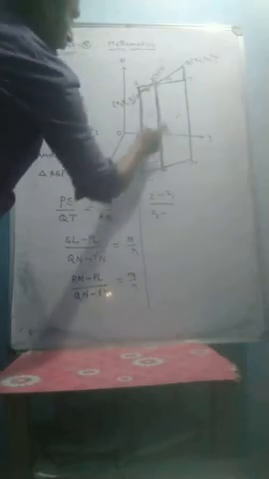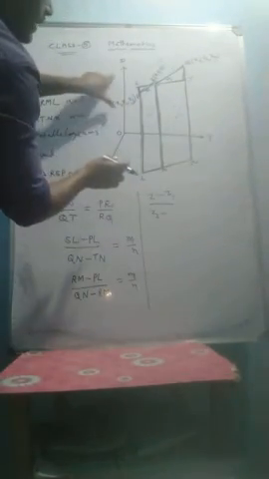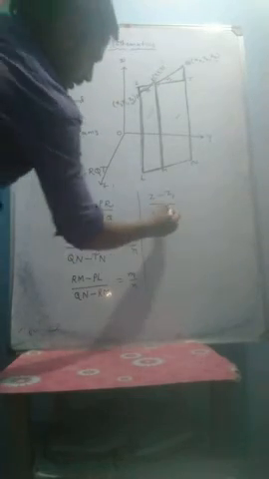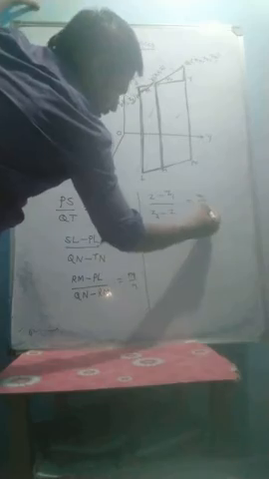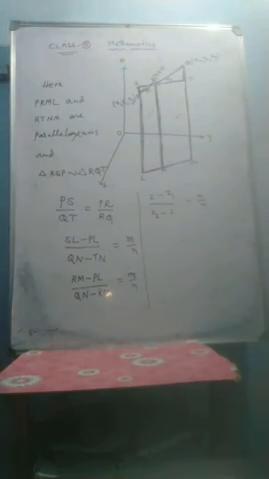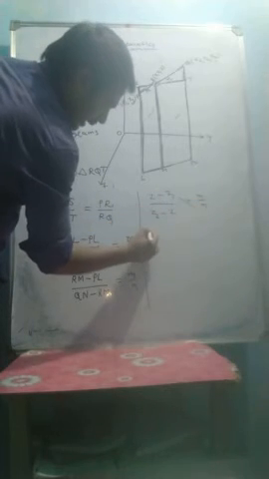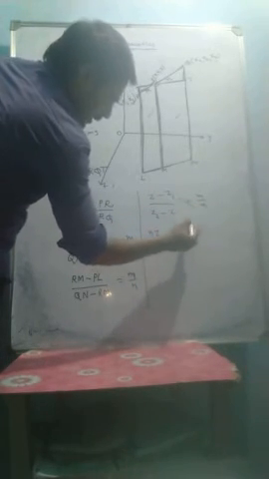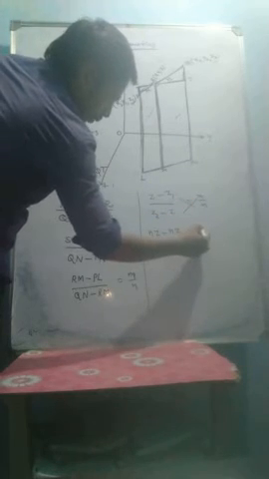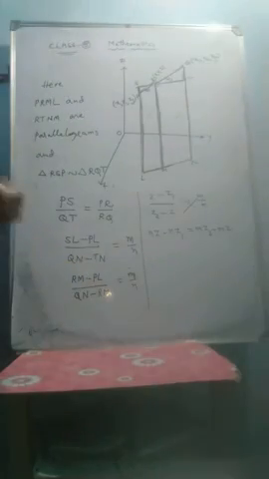RM is perpendicular to the XY plane and parallel to the Z axis. Therefore, the Z coordinate is Z. That is equal to M by N. So do cross multiplication. N into Z, NZ minus N into Z1, NZ1, that is equal to M into Z2, MZ2 minus M into Z, MZ.